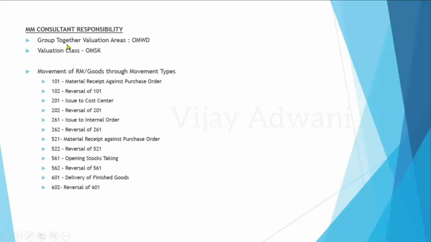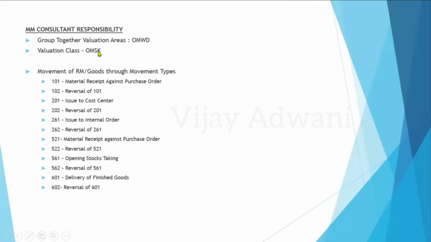So to avoid this, what we do is we group together the valuation areas under a single roof, which is called the valuation grouping code or valuation modifier. You group together all the plants because the raw material is of the same kind across the plants. That is grouping together of valuation areas, because plant is a valuation area in itself. Valuation grouping code and valuation modifier are one and the same thing.